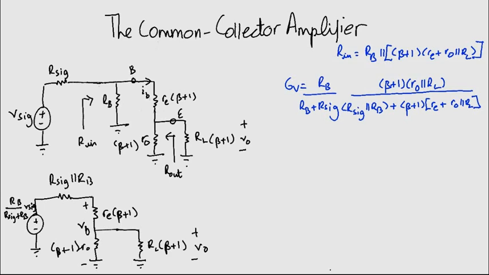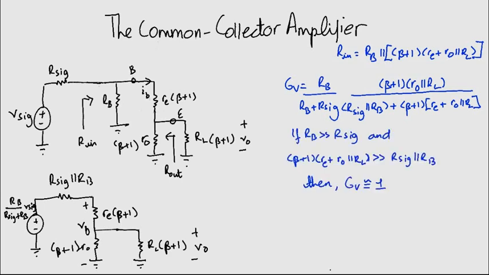Here we go. And we observe that the voltage gain is less than unity. The denominator is clearly larger than the numerator. However, if we impose the condition RB is much larger than R sig and beta plus 1 times RE plus R0 parallel with RL is much larger than R sig parallel with RB, then GV is very close to unity. Thus, the voltage at the emitter, that is V0, follows very closely the voltage at the input. It gives the circuit its name, emitter follower.